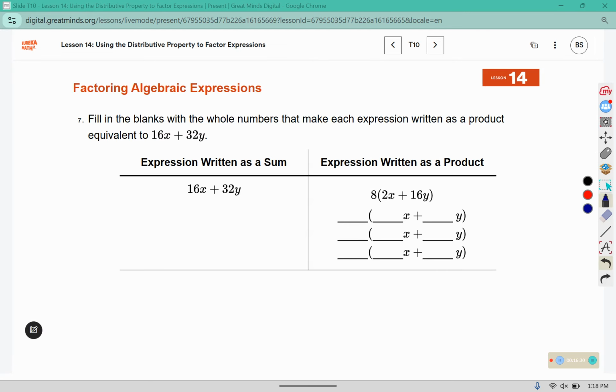Here we're going to look at different ways in which we can find factors of both 16 and 32. I know that they are both even, so I could take a 2 out of both of those. 16 is how many times 2? 2 times 8 makes 16.